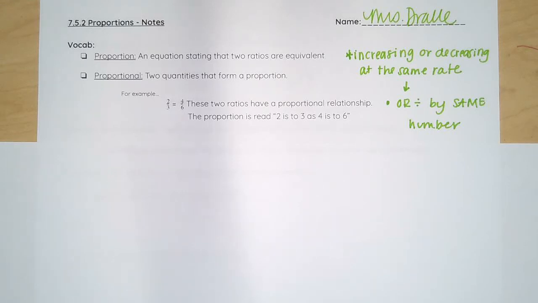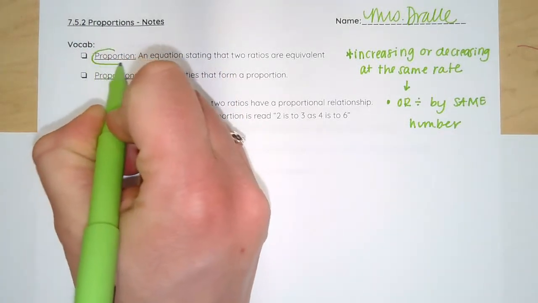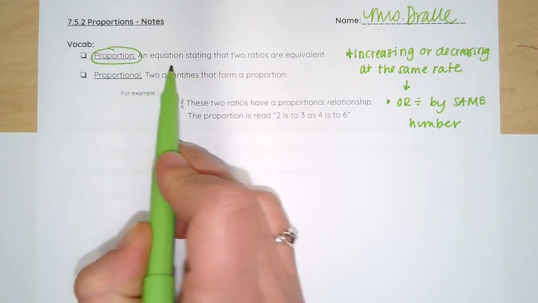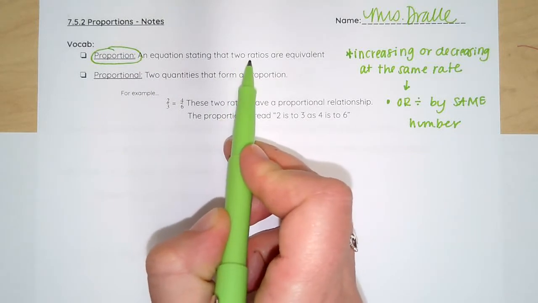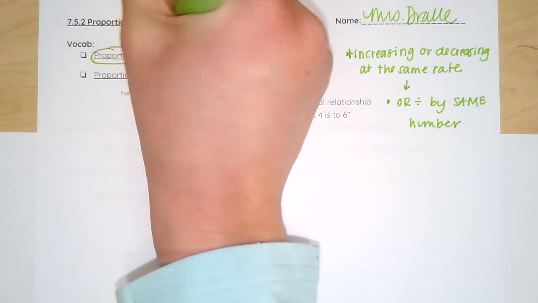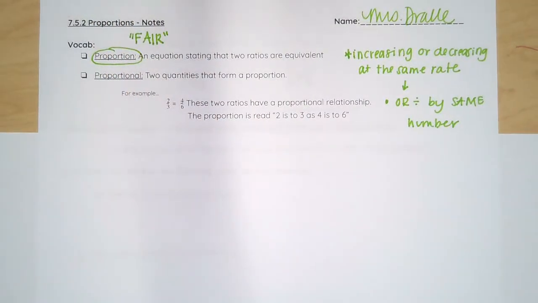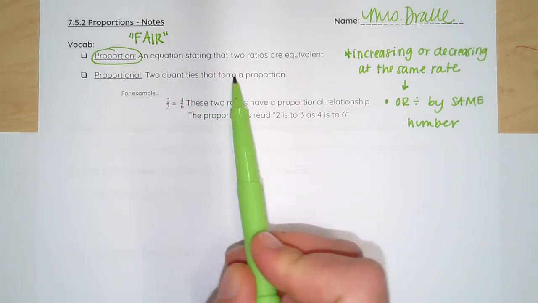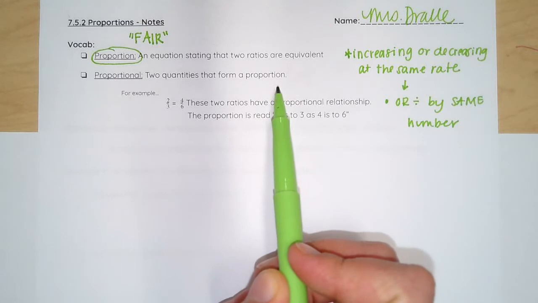Today we are going to talk about proportions. A proportion is an equation stating that two ratios are equivalent. A proportion is fair. So to be proportional, two quantities form a proportion.